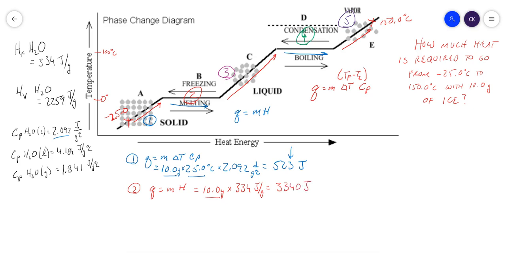Again, I'm allowed 3 digits. I'm not going to round based on the constant here. So this is good to the tens place. Now going to my next phase, 3, I'm going to heat the water.